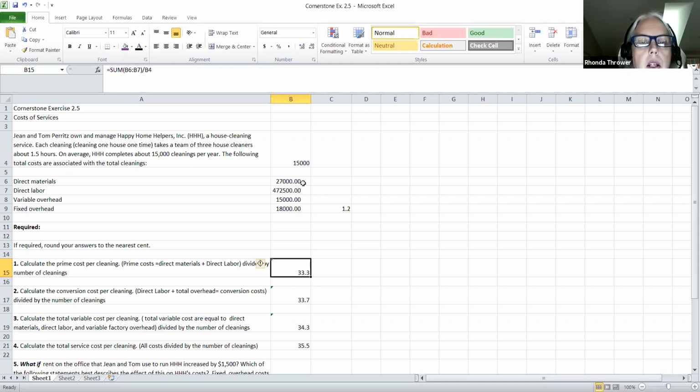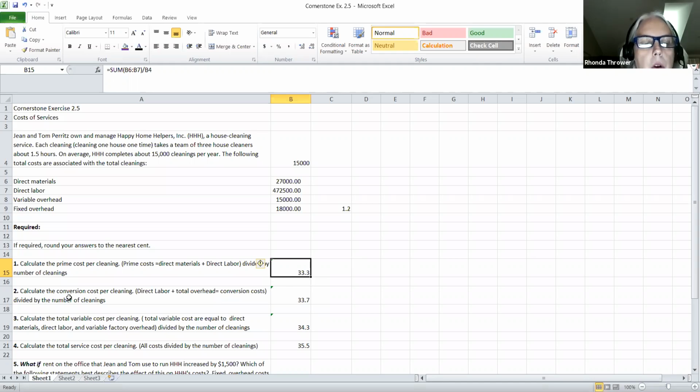So again, you're going to take the direct materials and the direct labor, add them together, and divide it by the number of cleanings per year, and that's how you come up with the prime cost per cleaning. And so they're just looking at the cost here. Make sure you have your calculator set on rounding rules. In this case, it went out to 33.3, and if you used dollar amounts for this, it'd be $33.30.